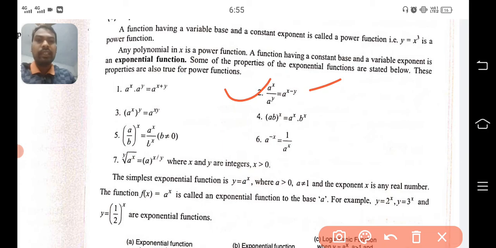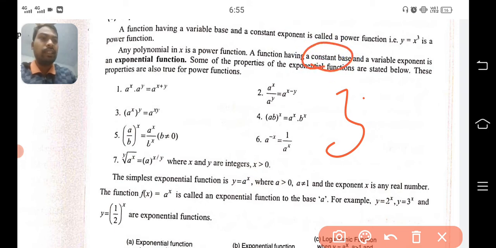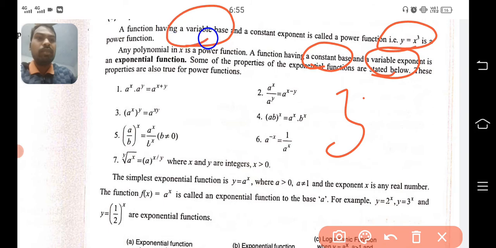And point number 3, a to the power x into y, this is equal to a to the power xy. Clear? And these are some notations you have to see. All these are exponential functions. Here you have to notice that the base should be constant and the exponent is variable. But in case of a power function, it is reversed. The variable is the base and the constant is the exponent.